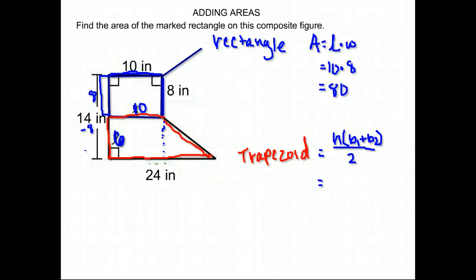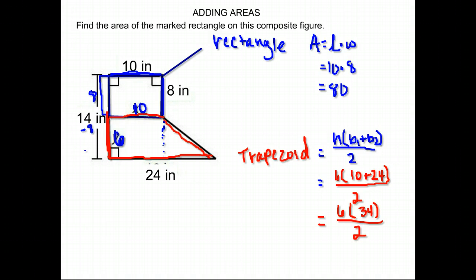We put the information in. Our height of our trapezoid is 6. The bases are 10 and 24. And then we divide that by 2. Order of operations, so do parentheses first. 10 plus 24 is 34. And divide by 2.